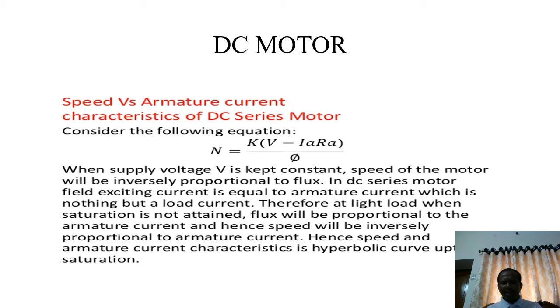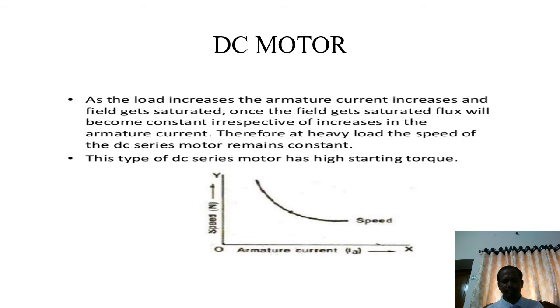The speed and armature current characteristic is a hyperbolic curve up to the saturation point. As you can observe in this condition, speed is taken on the y-axis and armature current is taken on the x-axis.